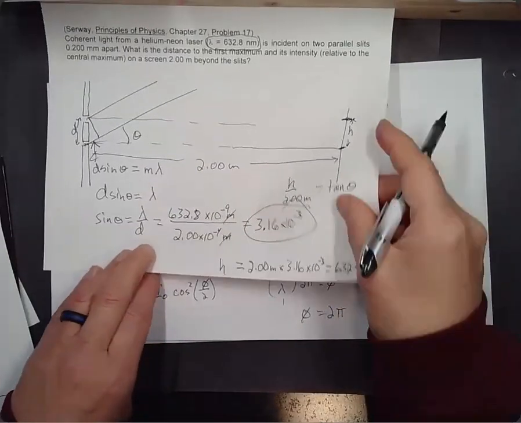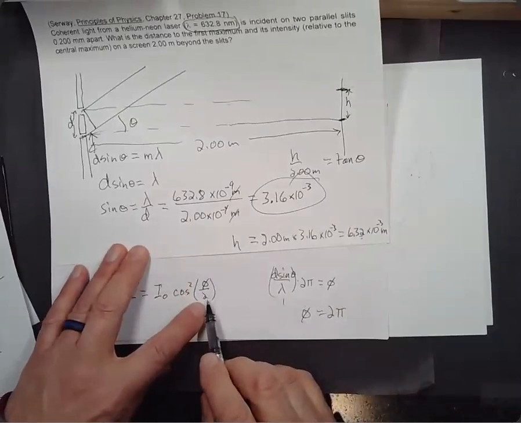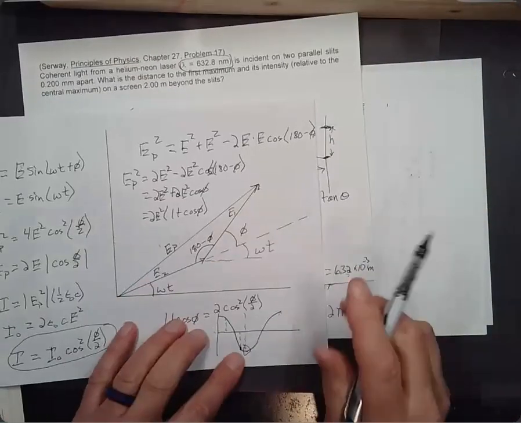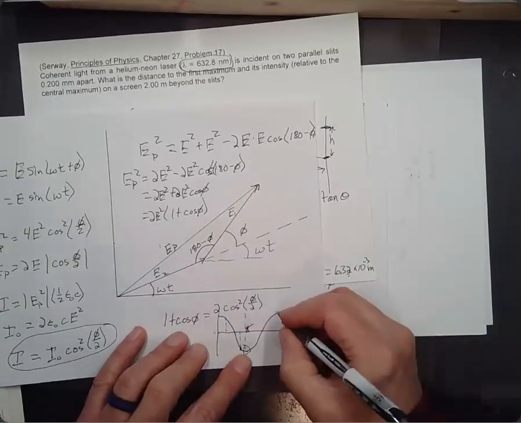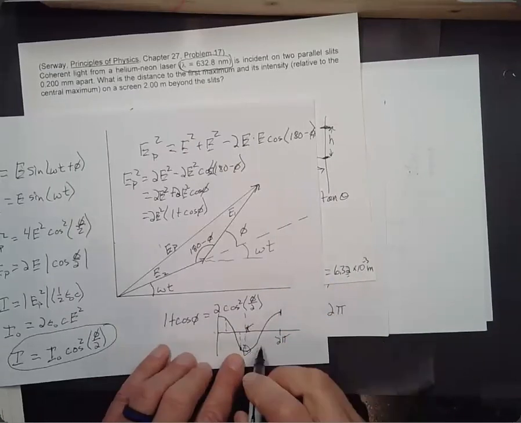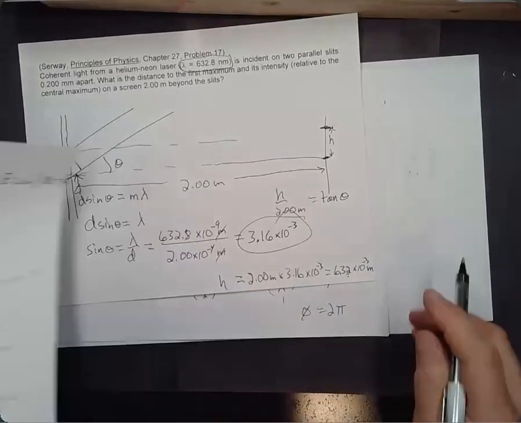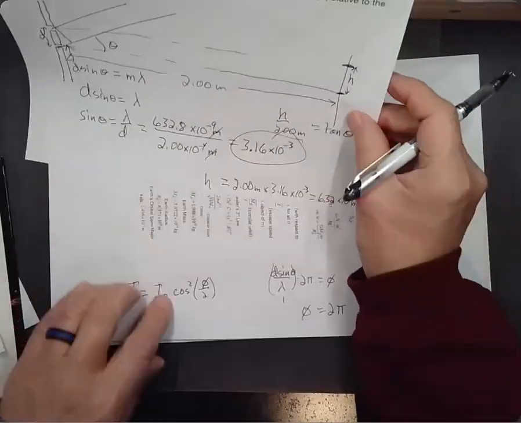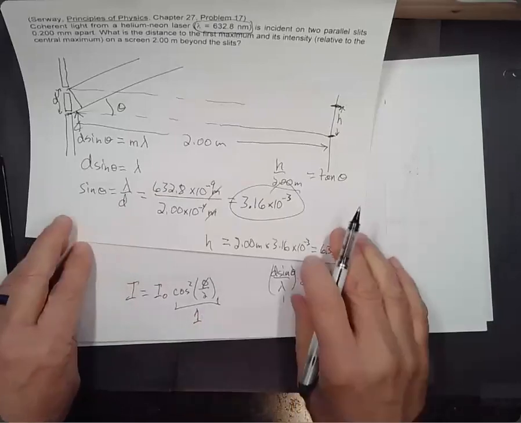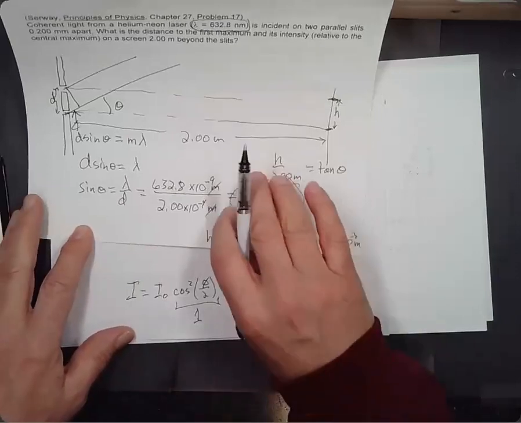Well, 2 pi divided by 2 is pi. What is the cosine of pi? Come back to my drawing here. Here's pi. Here is 2 pi. Well, the cosine of pi is -1, but I want the cosine squared of pi. So it's going to be 1. And that's just 1 in this case. So the intensity is the same as the central maximum at that point.